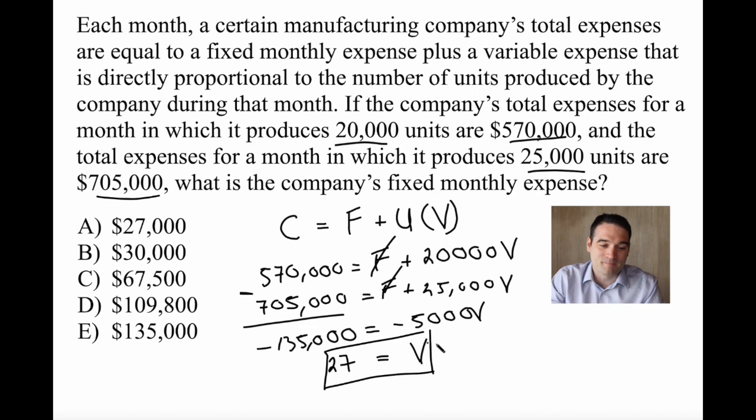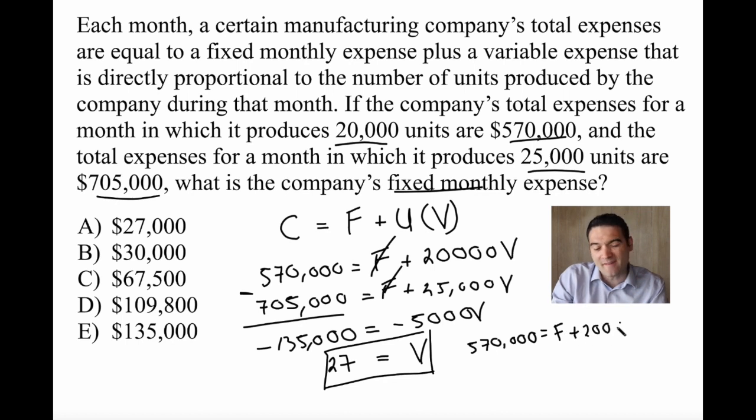Okay, but I'm not done because we want to know the fixed value. We want the value of F. Well, how do we get that? We just plug this value into either one of these two equations and we'll get it. So let's do it. I'll take the first one. 570,000 is equal to F plus 20,000 times 27. That's my V.